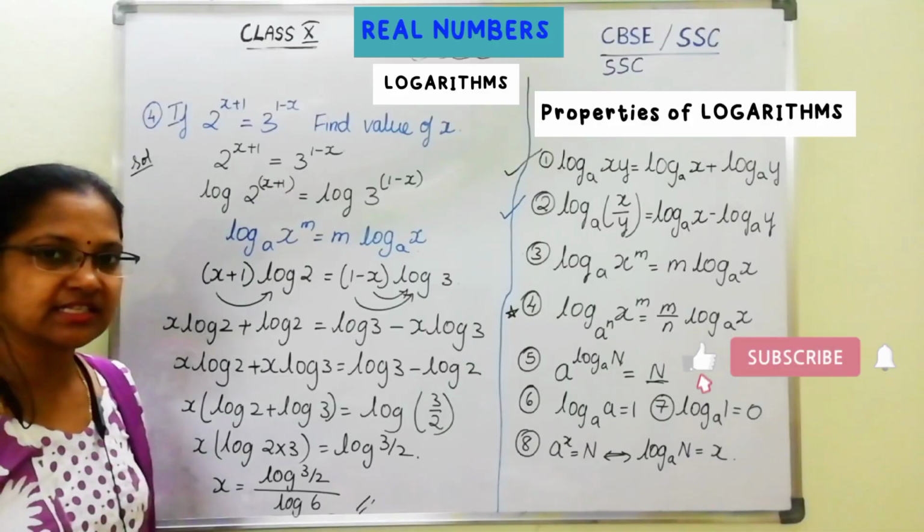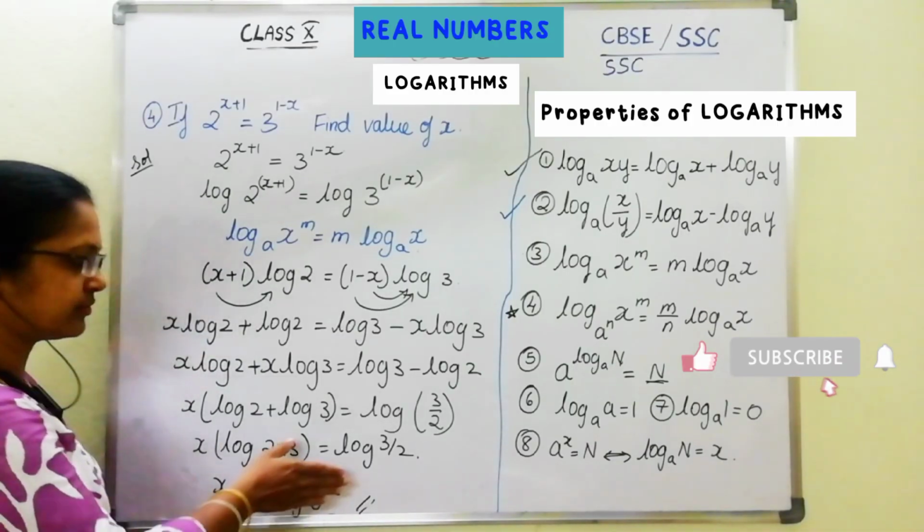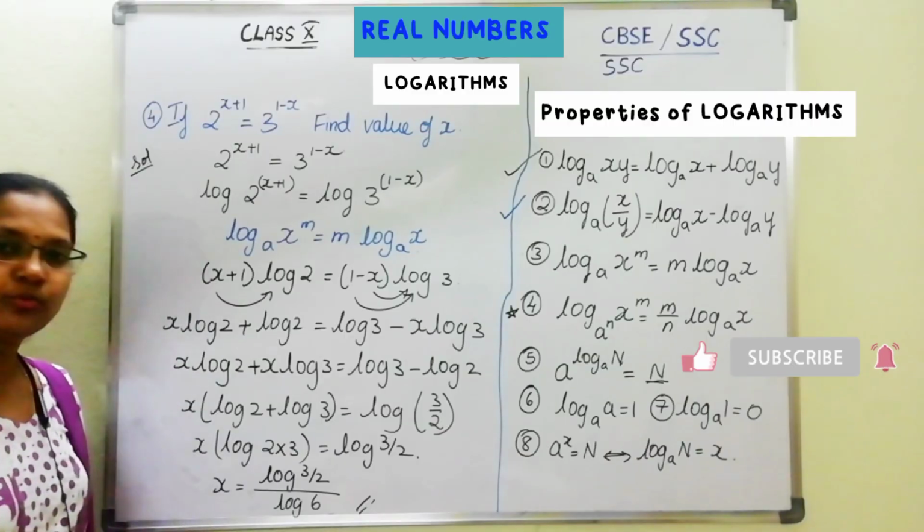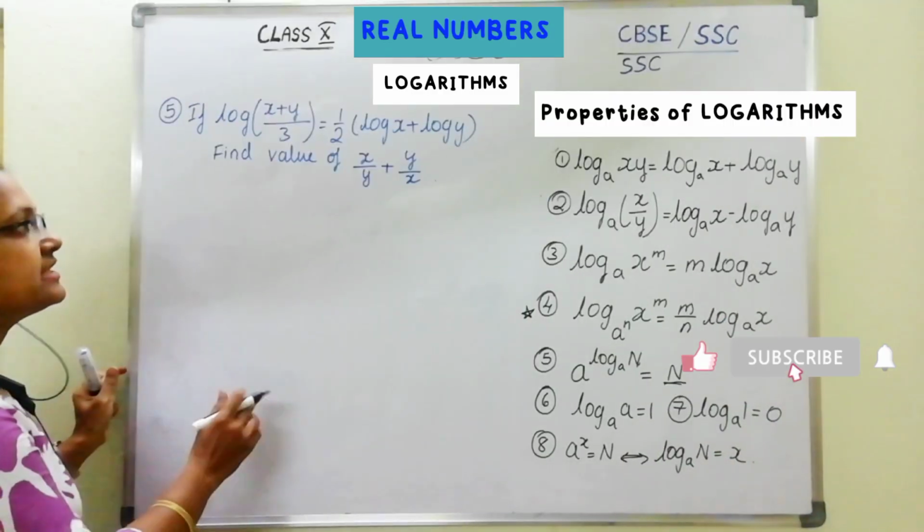If you want to get it as a simplified answer, then I would suggest you can just solve it like this. Therefore, x is equal to log 3 by 2 by log 6. Let us see the next question.